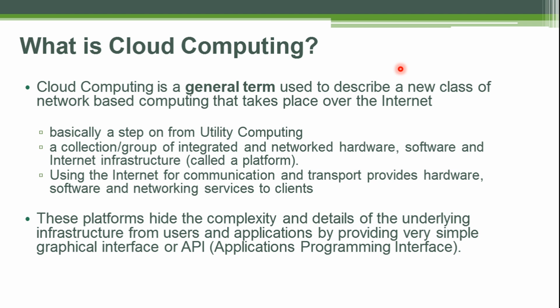And point number three is using the internet for communication and transport, which provides hardware, software, and networking services to clients. This means you are using the internet to communicate with your devices, your servers, your hardware sitting in somebody else's data center, your software hosted on somebody else's network, and your network services like your VPN, which is your VPC, actually hosted on the AWS network. So you are basically using the internet as a communication method to talk to different services.